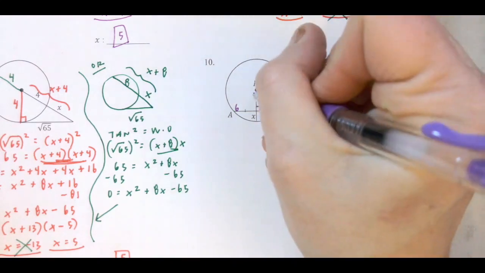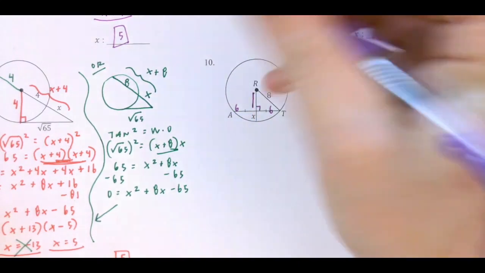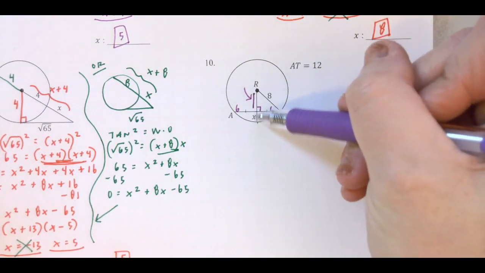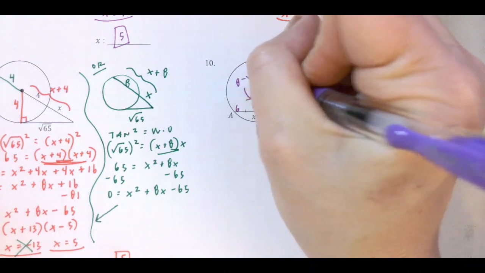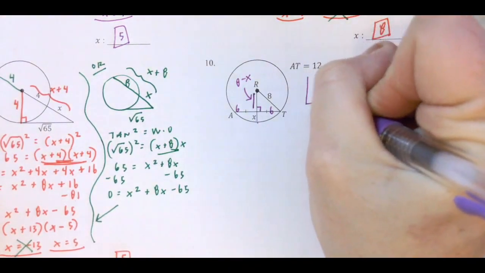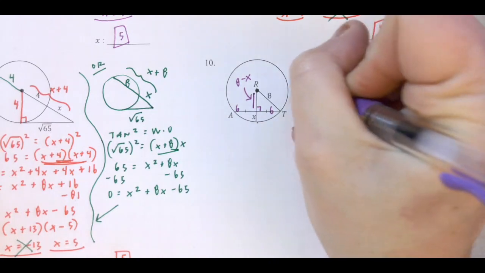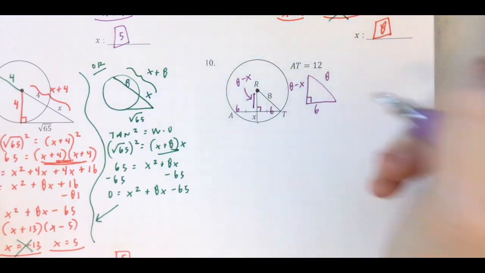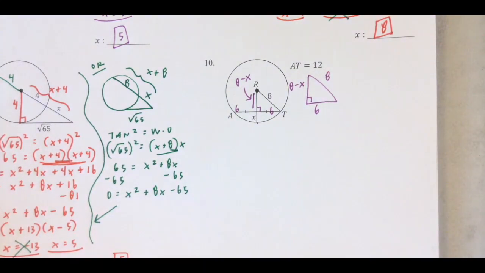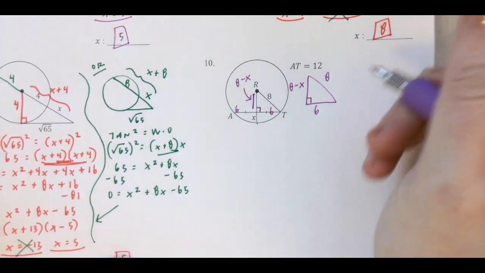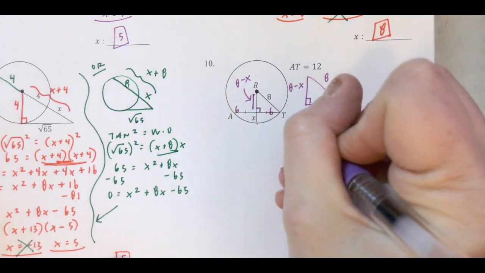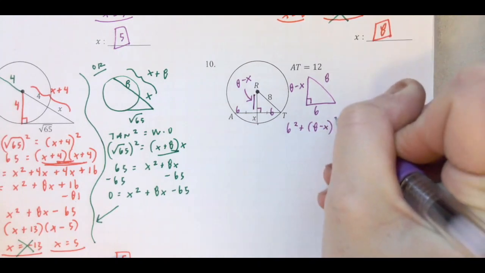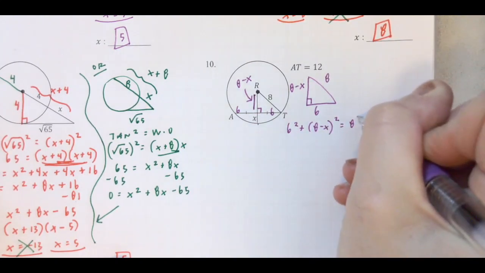So I can see then that this sliver right here, if I picture the right triangle, if this is a radius of 8 and this is x, this part is 8 minus x. So I could see it as a right triangle where this is 8 minus x, this is 8, and this is 6. That would probably be how I would see it. So then I could say that I have 6 squared plus 8 minus x, quantity squared, equals 8 squared.